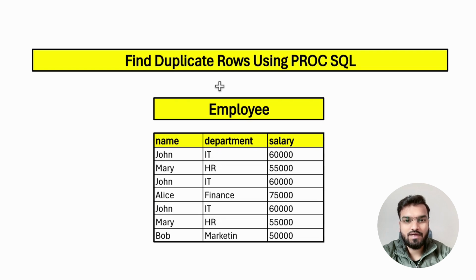Today we have a problem: find duplicate rows using PROC SQL. We have one table called employee, and in that employee table we have name, department, salary.